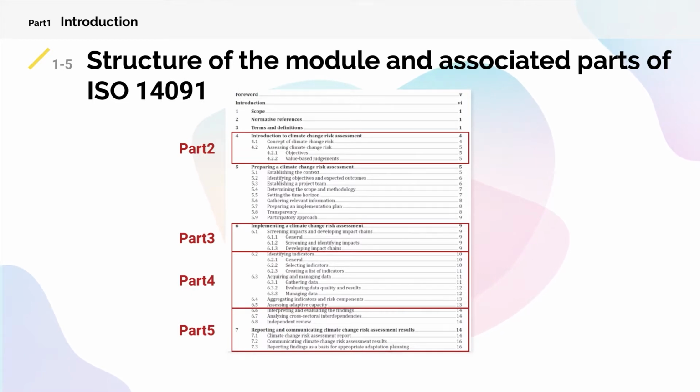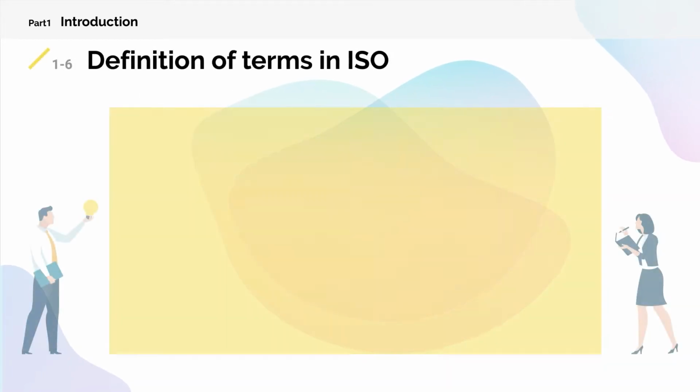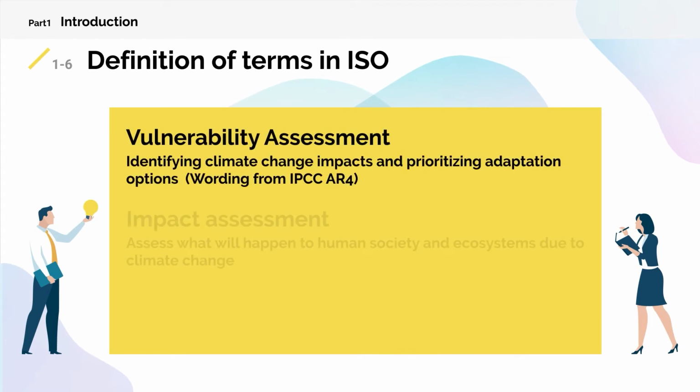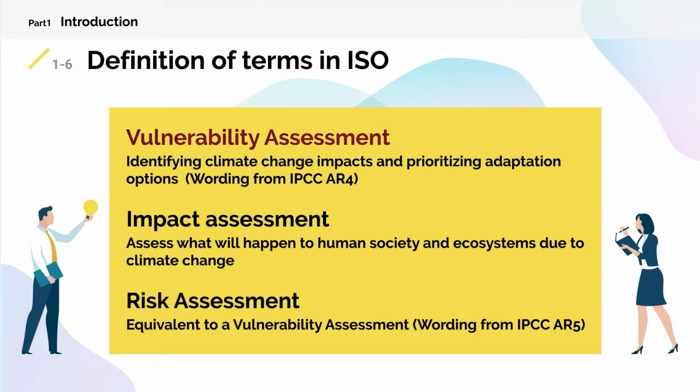The title of ISO 14091 is Vulnerability, Impact, and Risk Assessment. The vulnerability assessments and risk assessments in this context are virtually identical. ISO 14091 mostly uses the word risk assessment for explanation. An impact assessment constitutes the first half of a risk assessment. A risk assessment assesses the impacts of climate change on societies and ecosystems. The overall risk is assessed by additionally considering adaptive capacity.